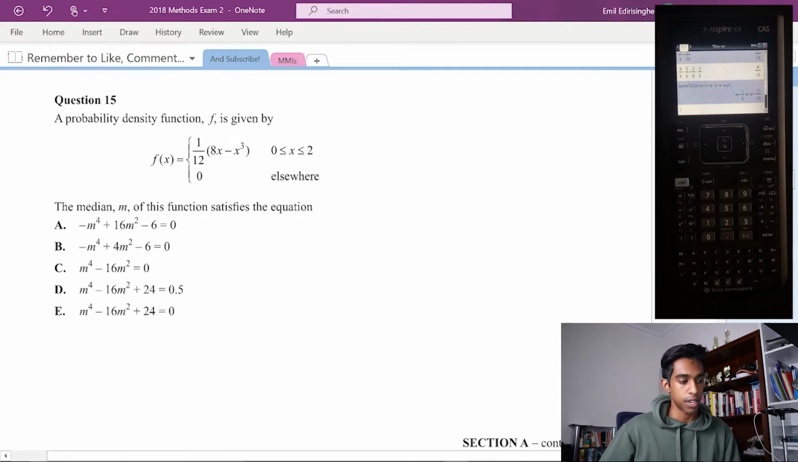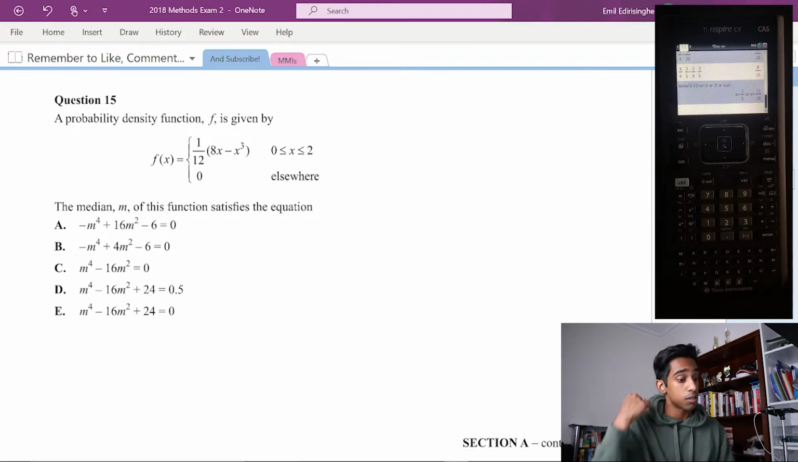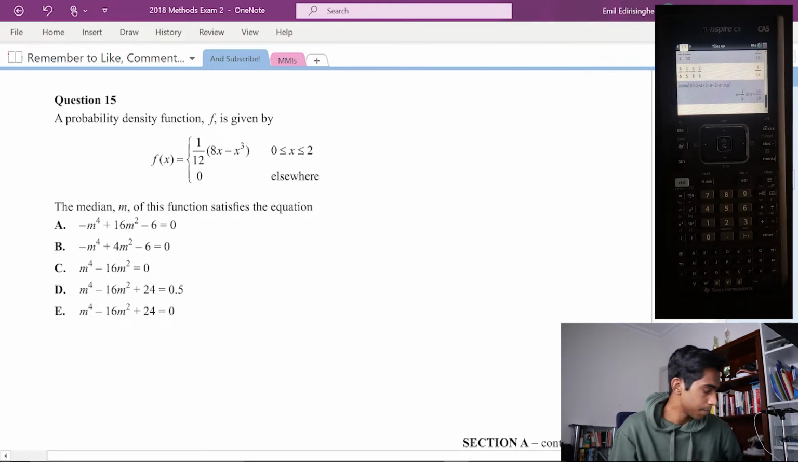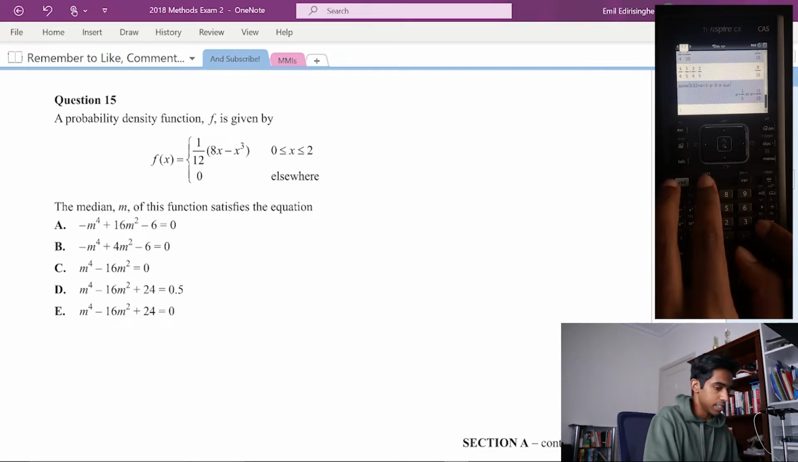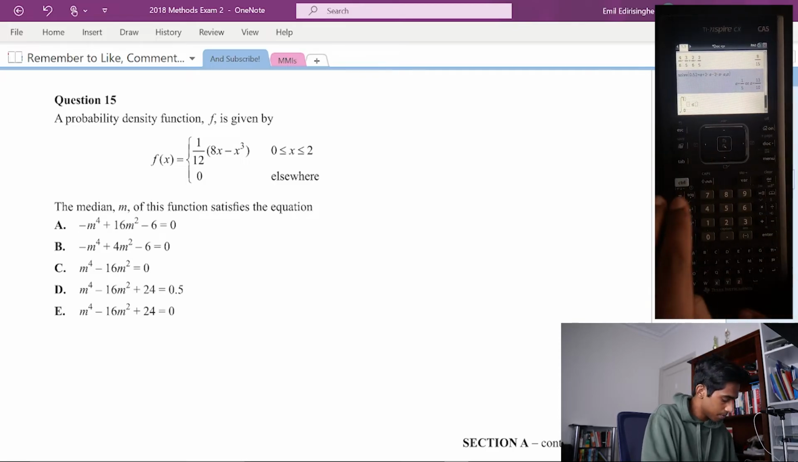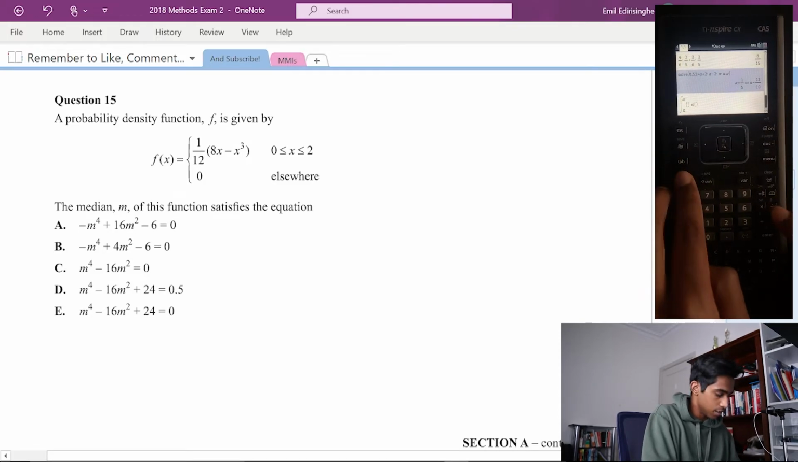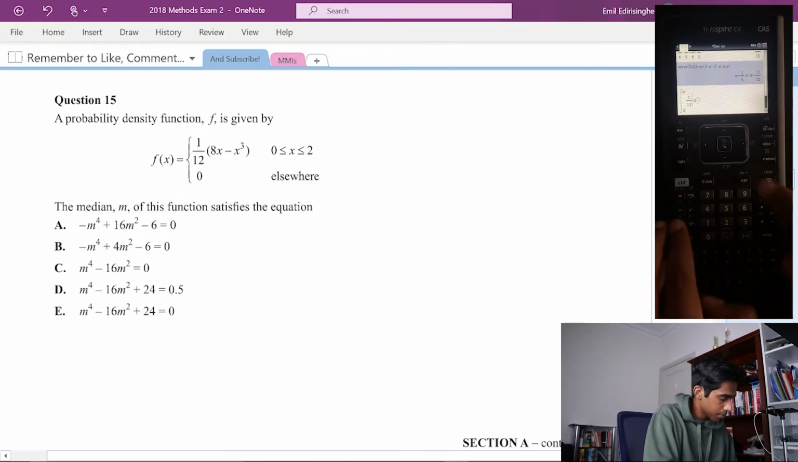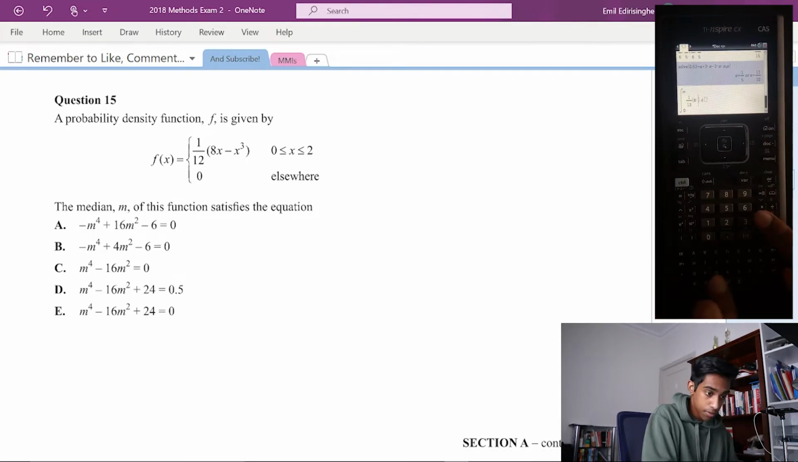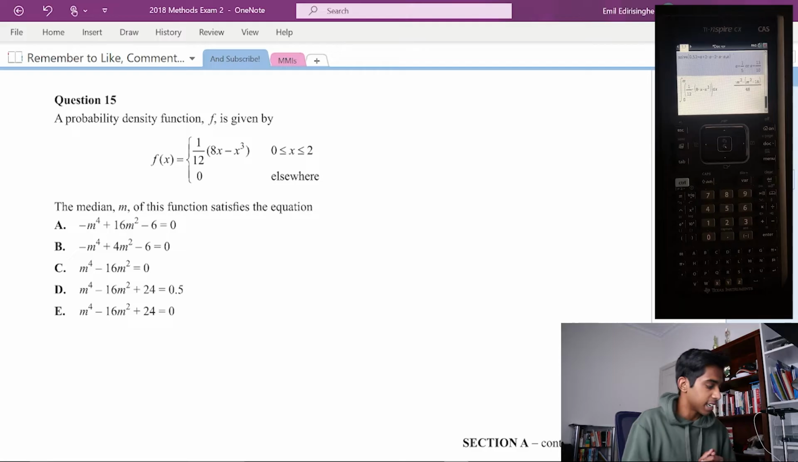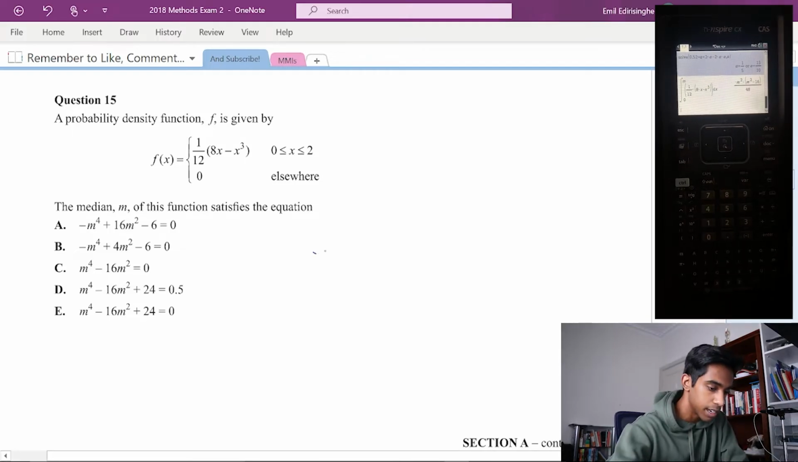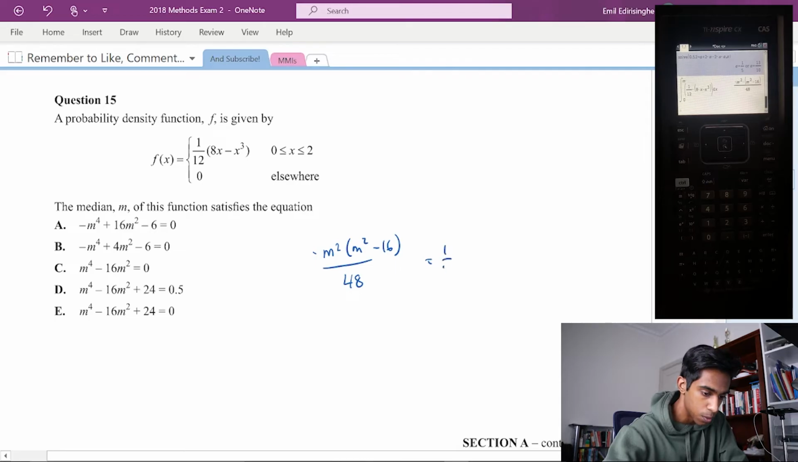Then we've got question 15, which gives us a probability density function, which is given by this, and then we need to find the median. So for this one, I think what I'll do is I'll integrate this from 0 to m, and that gives us that answer here. So we get negative m squared minus 16 on 48, and this is going to be equal to 1/2.